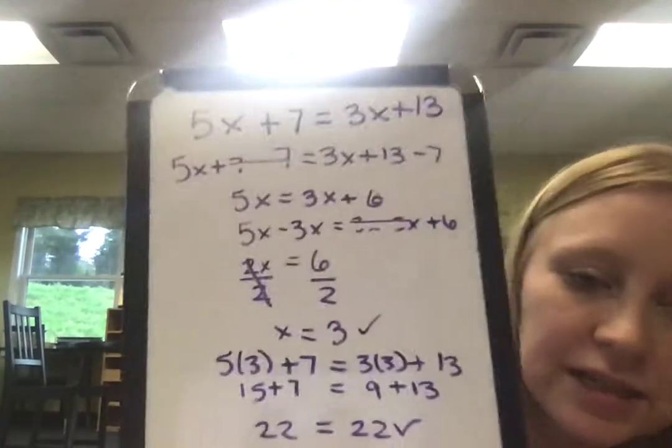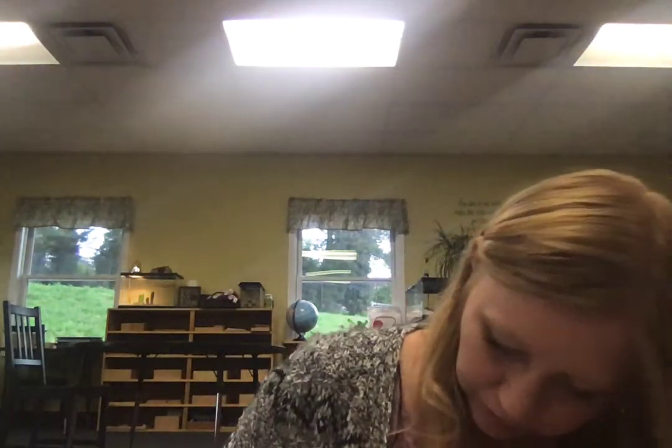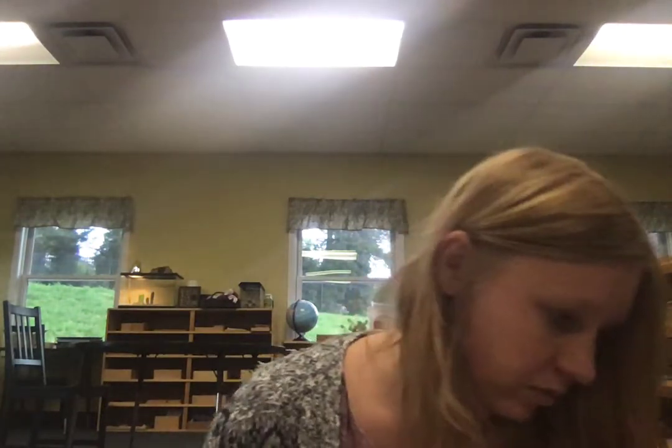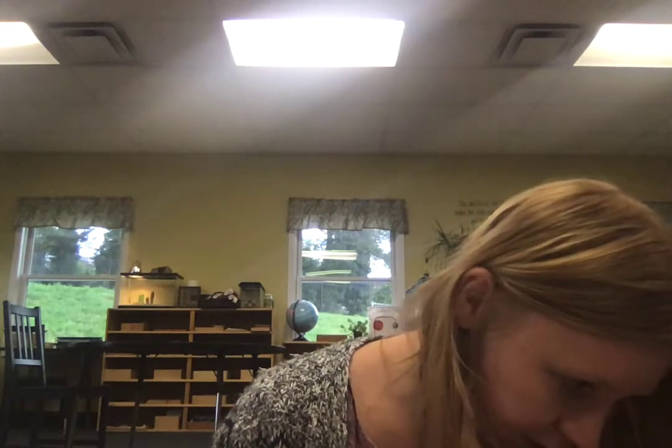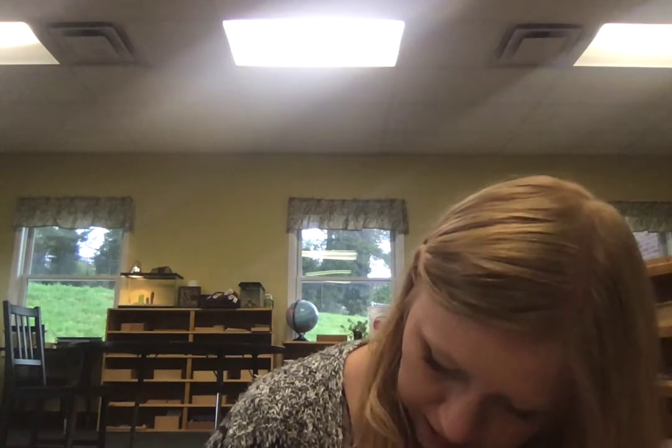Remember, if you need to pause this as you're watching it, you can. Let's do another example together just to make sure you know how to do this. Let's look at number 1 on page 42. 2x - 7 = -6x + 9.